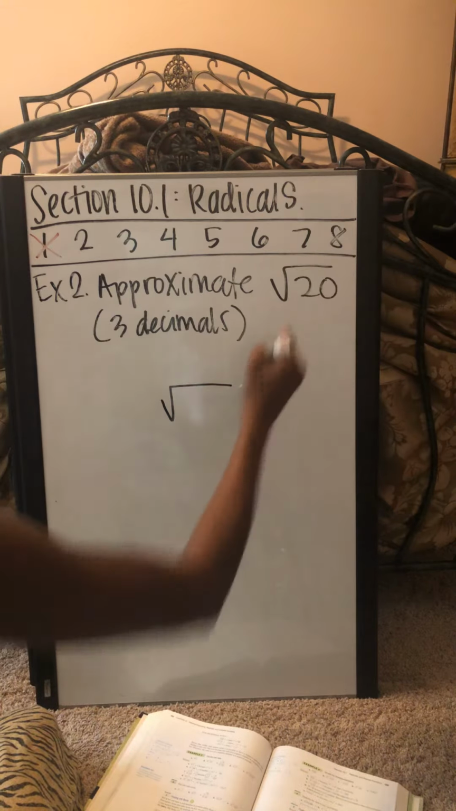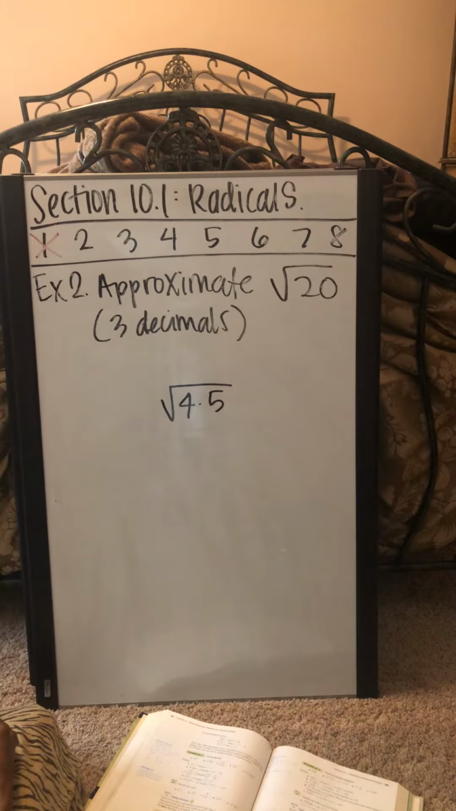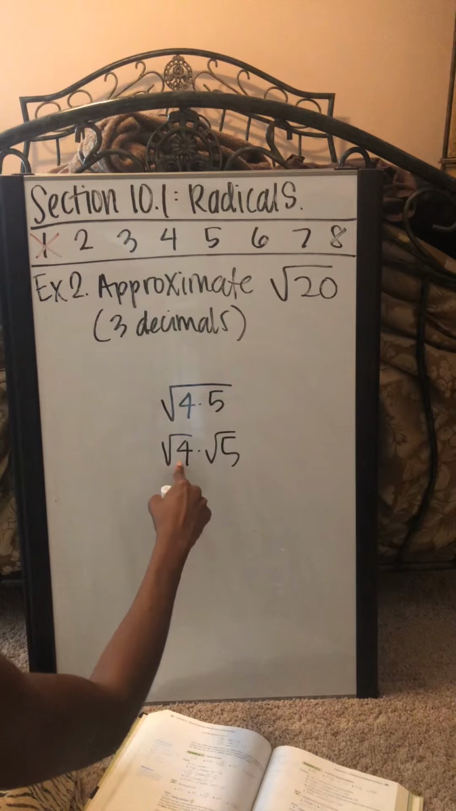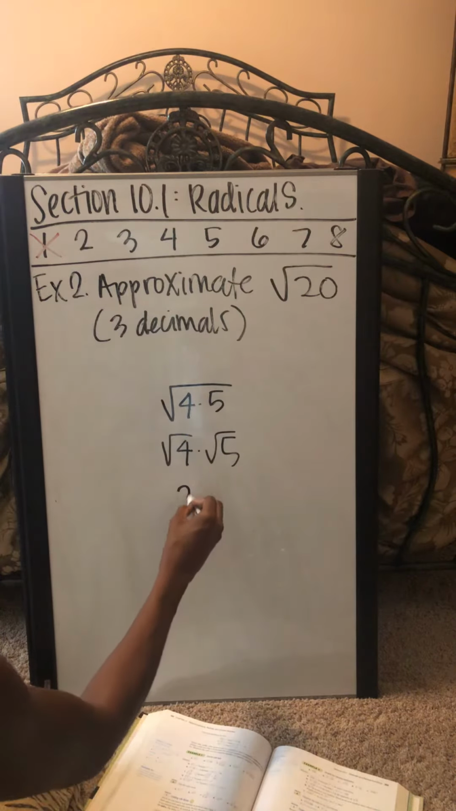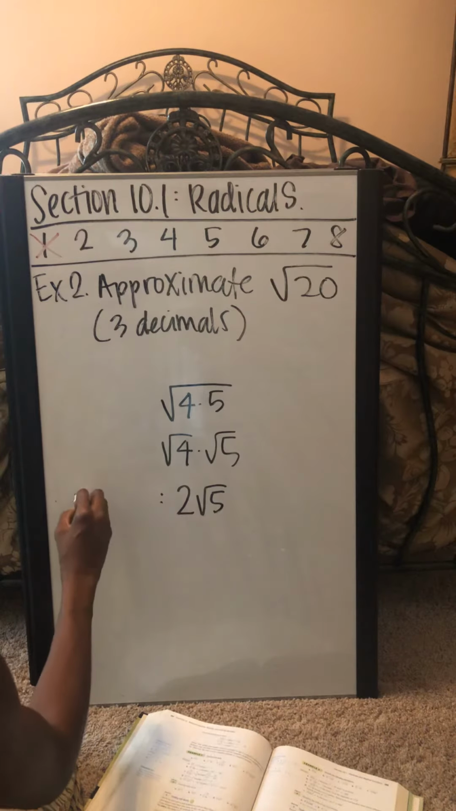20, let's break 20 up. What times what gives you 20? We have 4 times 5. Perfect, that's 20. If we want, we can split this up into the square root of 4 and the square root of 5. The square root of 4 is 2 times 2, so we can write 2, and then we get the square root of 5. This is the exact answer.